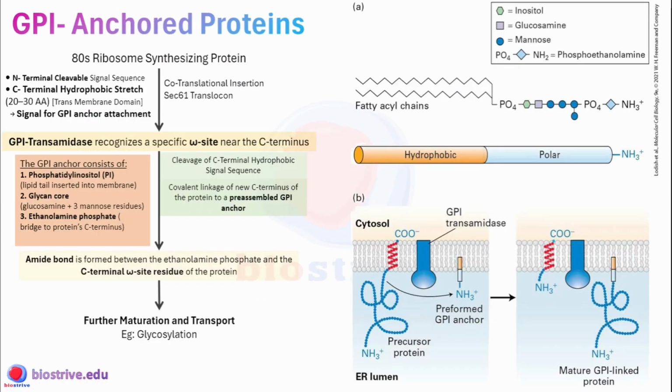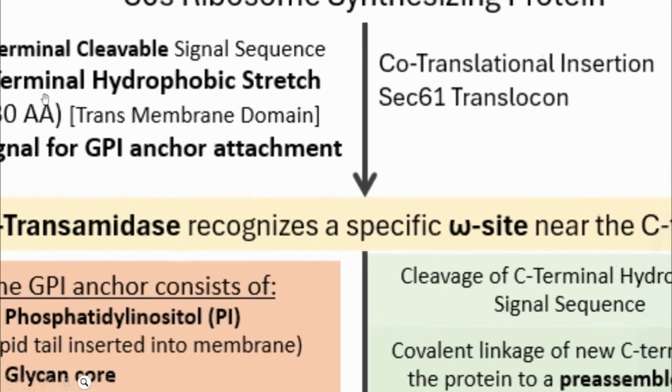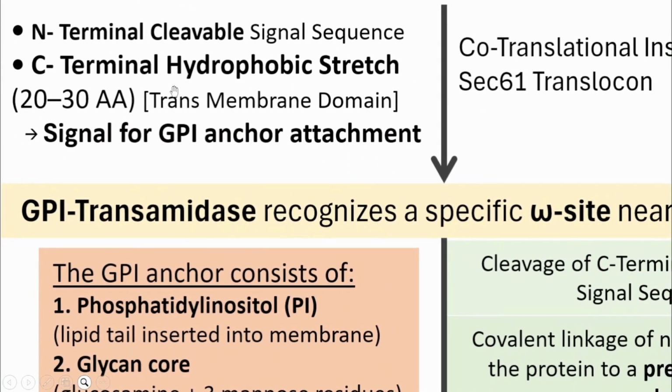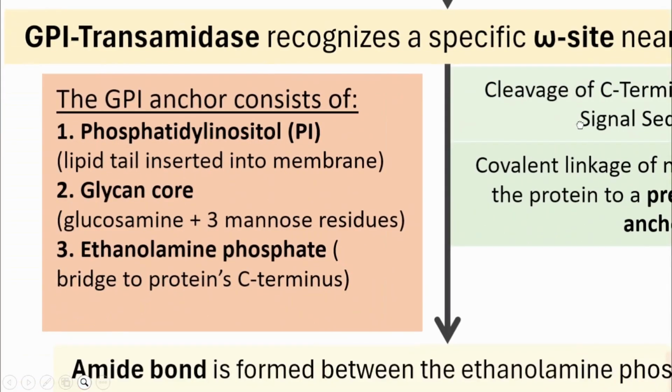Now let's come to GPI anchored proteins. The ER ribosome synthesizes these proteins. The enzyme involved is GPI transamidase, which recognizes a specific omega site near the C terminus. The main sequence here is the C terminus hydrophobic stretch, and it acts as a signal for GPI anchor attachment.